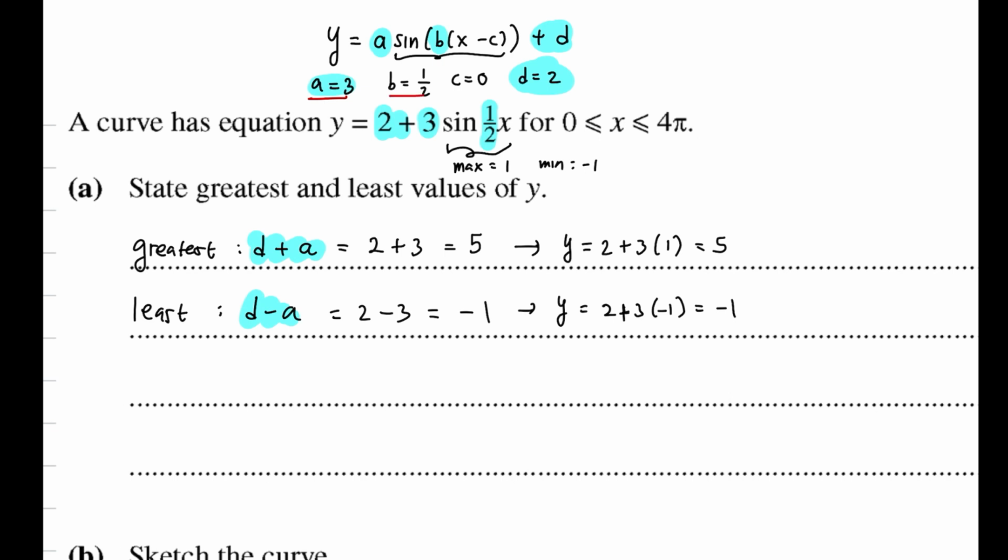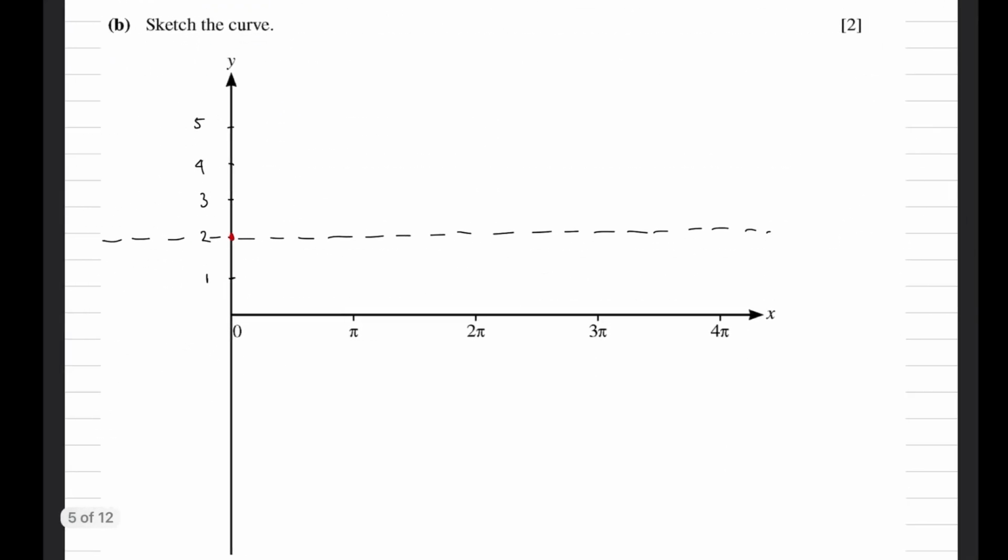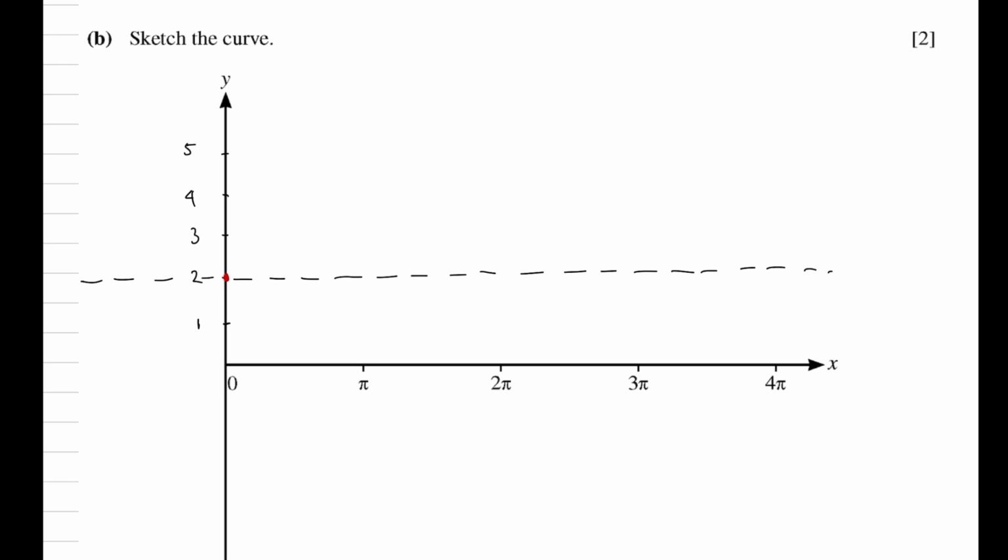The period formula is 2 pi over b. So 2 pi over half, which is 4 pi. So that means the period will be until 4 pi. So 4 pi is 1 wave. So that means half the wave, 2 pi.